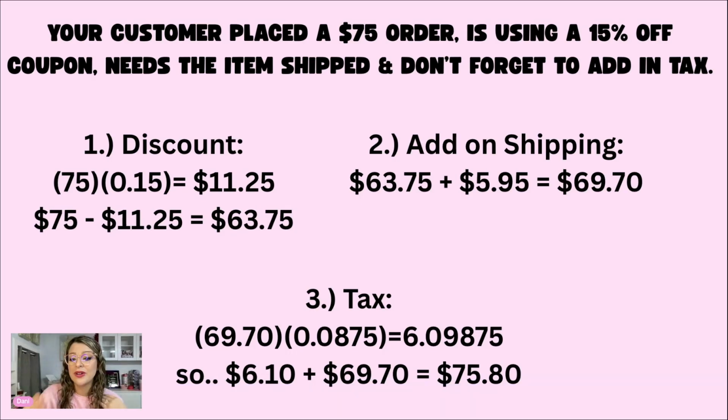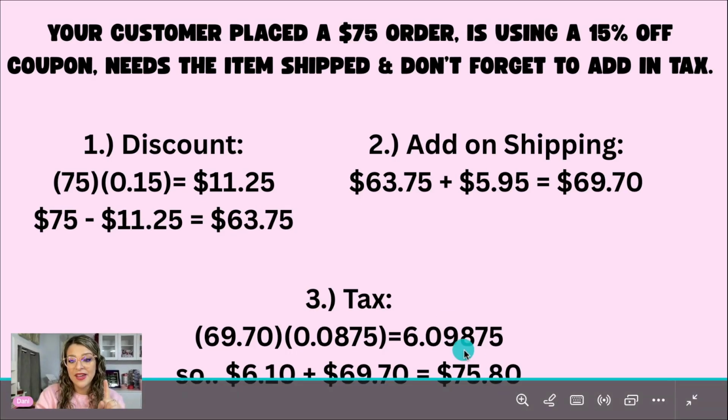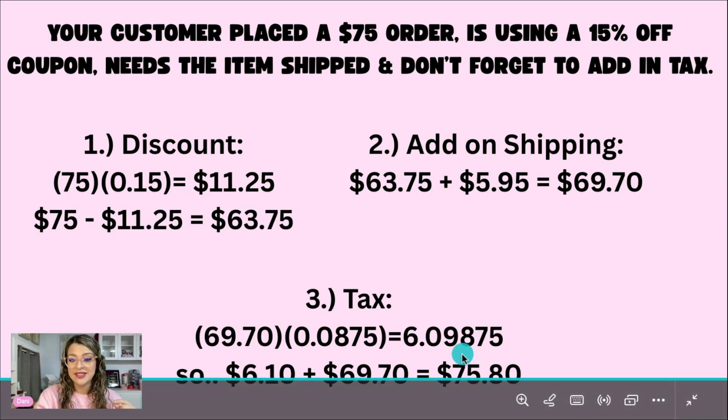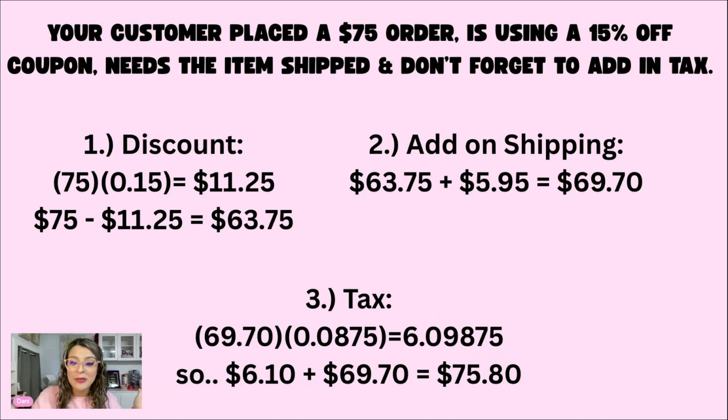How you know to round up or stay the same, that thousandths place number, if it is a 5 or higher, it rounds up. If it is a 4 or lower, it stays the same. So since this digit is an 8 in the thousandths place, we're going to round this up. So it's not $6.09. It's going to be $6.10. In tax, we got to add that baby on.